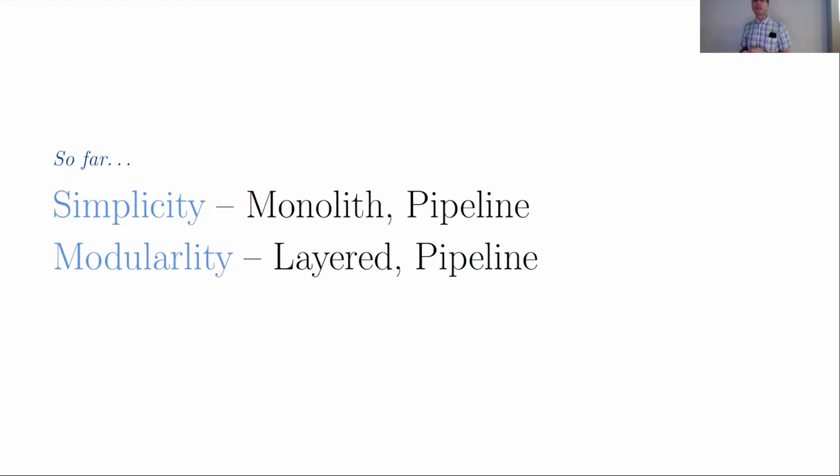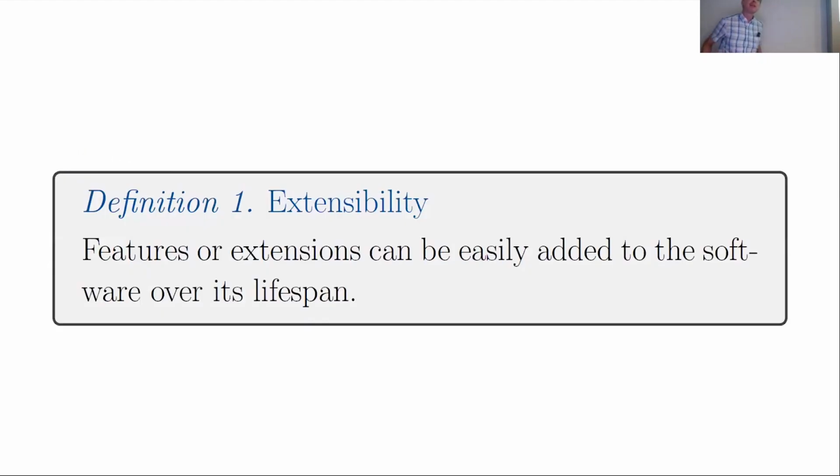Modularity is then a quality attribute around the design quality. Layered architectures were introduced as a mechanism for enforcing modularity in your design. Pipeline forces modularity into the design. So these are architectures that try to support those quality attributes.